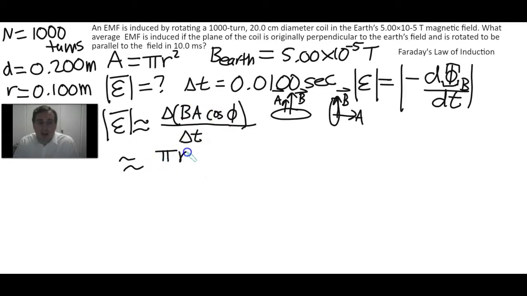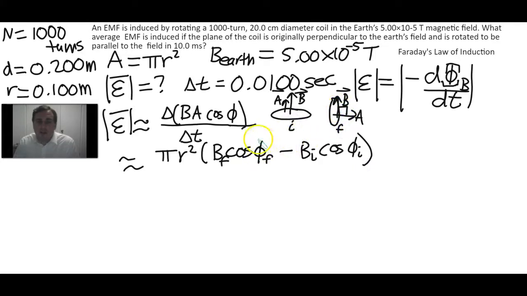So this is pi r squared, which is the area. But then we're going to have B final cosine phi final minus B initial cosine theta initial. Now, by the way, this is the final situation, this is the initial situation. Phi final should be 90 degrees. We know the cosine of 90 degrees is 0. So then we just have this term going to 0, and then we just have B initial cosine theta initial.